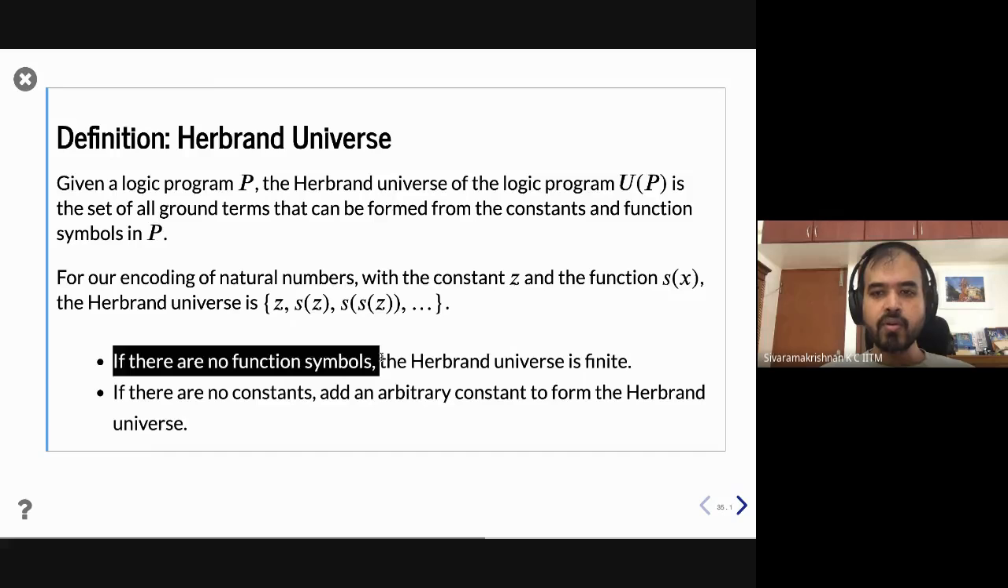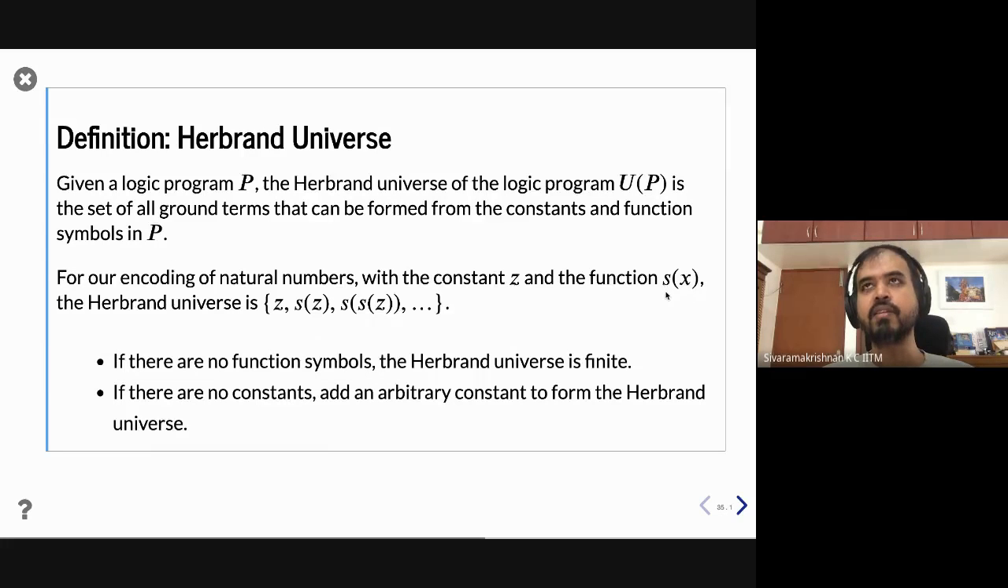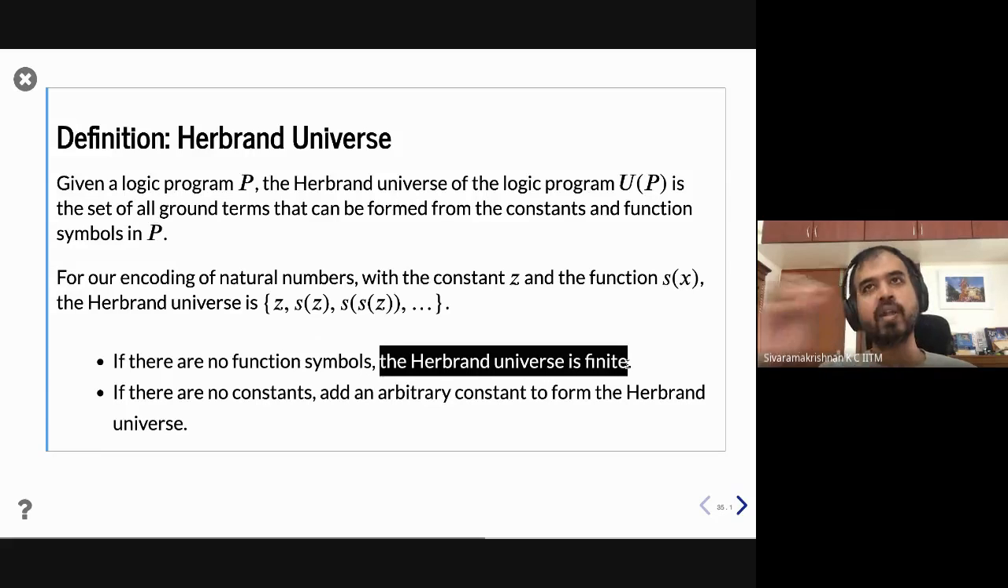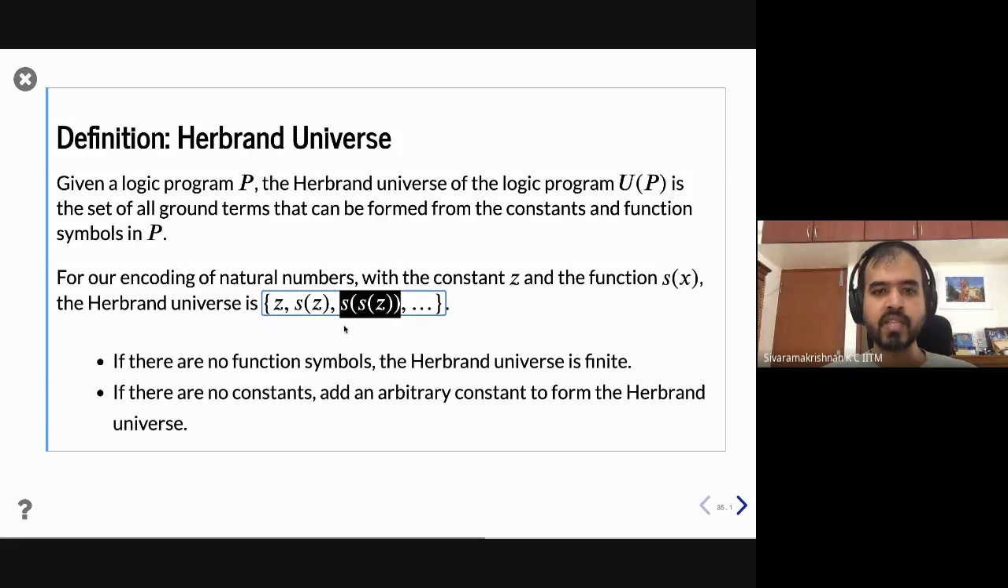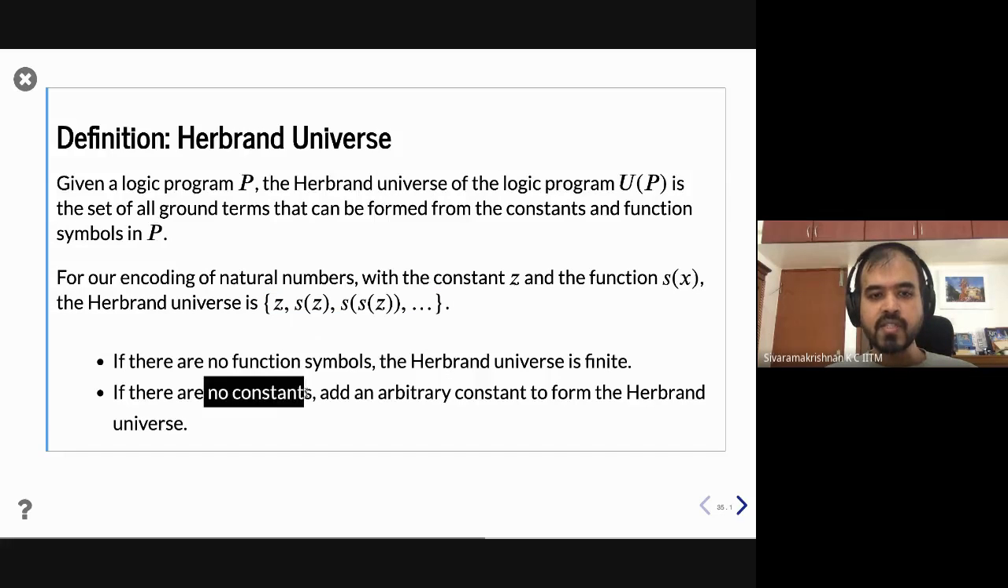So if there are no function symbols at all, right? Imagine we did not have s of x here. Then by definition, our Herbrand universe will be finite, right? You can only have constants, and then we cannot construct more and more ground terms such as these ones. So if there are no function symbols, then the Herbrand universe is finite. And if there are no constants in the logic program, it is possible that there are none, we add an arbitrary constant just to build up a Herbrand universe. So this is like an edge case.